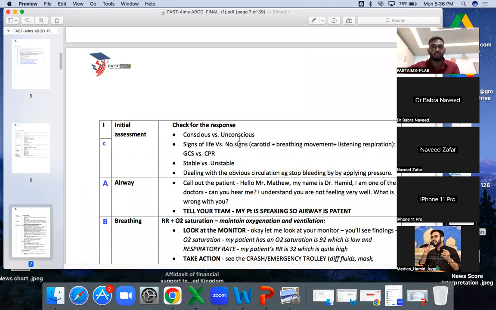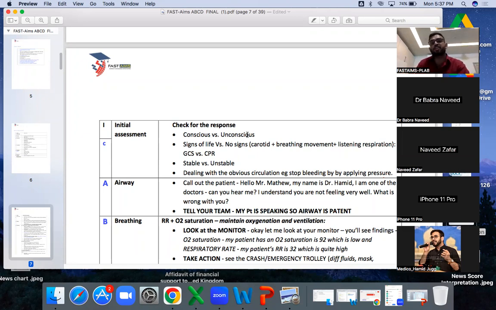The patient is lying unconscious and you go and you see. You should add one step in your ABCD approach: just check for signs of life. What are they? You palpate the carotid, and bring your ear near to the nose to listen and see his chest movement. This is a one-second step, and it will show that you are not becoming robotic. So I want to add this step into your understanding.